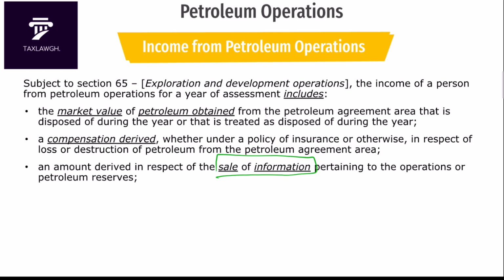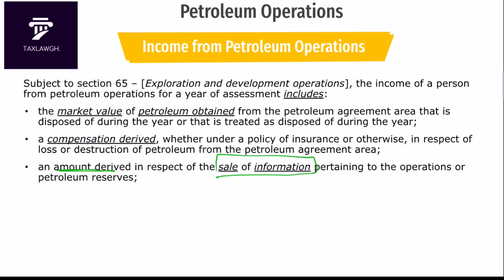We are saying that any information you received as a result of petroleum operations, any intellectual property you have, any unique information you have, if you sell that information to someone else and you receive consideration from that, any amount derived from selling that will be included in determining your petroleum income. So take note, this money you did not get from selling oil per se, but it's money you received from selling information, from selling data. And that information you sold, any consideration you received will qualify as part of your income from petroleum operations.